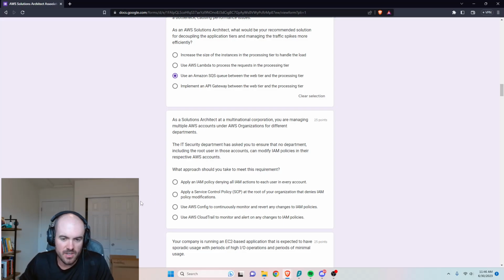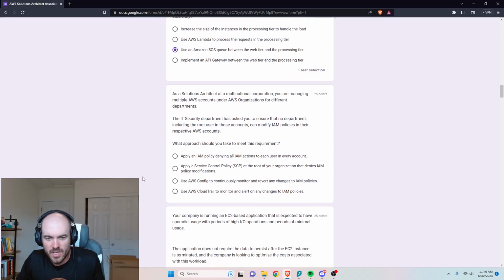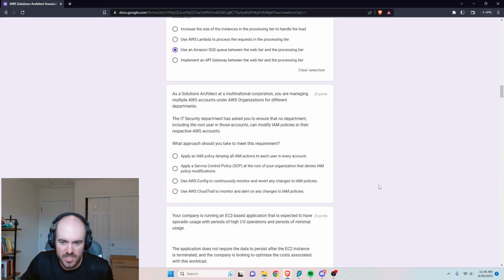Let's look at the other two here. So use AWS Config to continuously monitor and revert any changes to IAM policies. Config's not really going to be able to revert changes, so I am going to rule that one out. And the CloudTrail, again, is not going to restrict anything. It's only going to monitor and tell you when something does happen. So this is correct, and then it's going to monitor and alert you to changes in policies, but again, it's not going to restrict anything, but that's kind of the requirement.